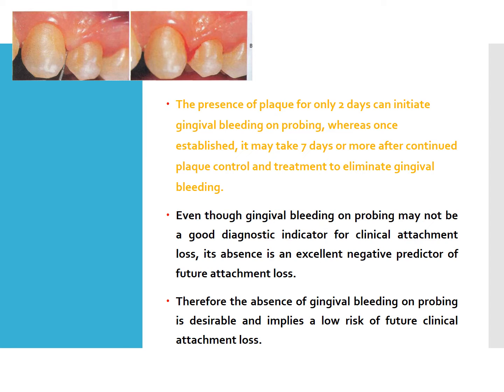Even though gingival bleeding on probing may not be a good diagnostic indicator for clinical attachment loss, its absence is an excellent negative predictor of future attachment loss. Why? Because gingival bleeding on probing indicates the periodontal disease activity, so its absence is an excellent predictor of stability. Therefore, the absence of gingival bleeding is desirable and implies a lower risk of future clinical attachment loss.